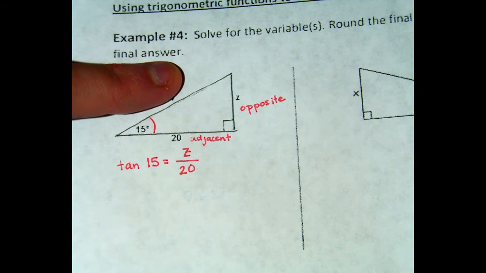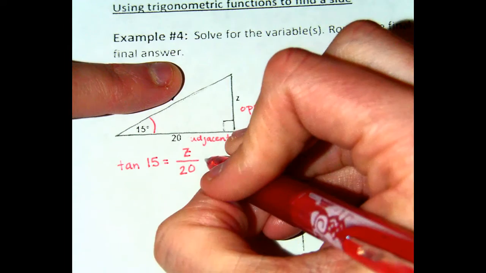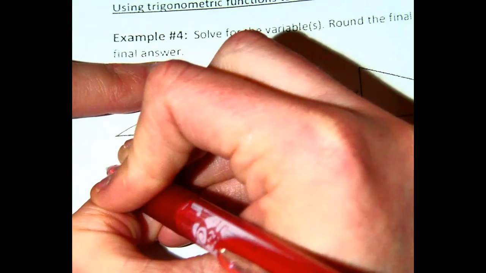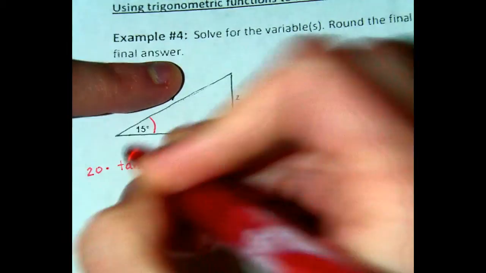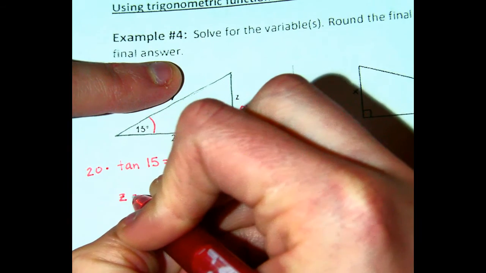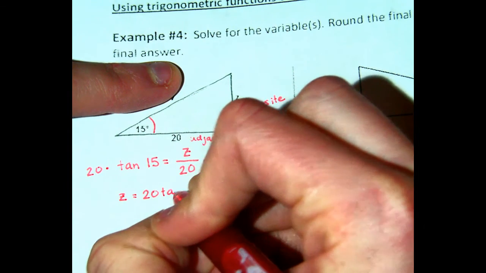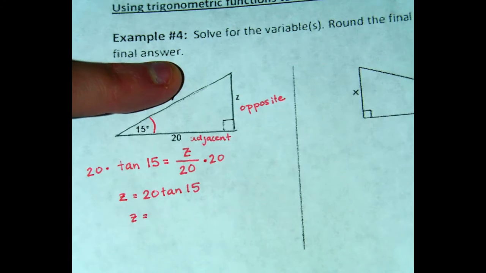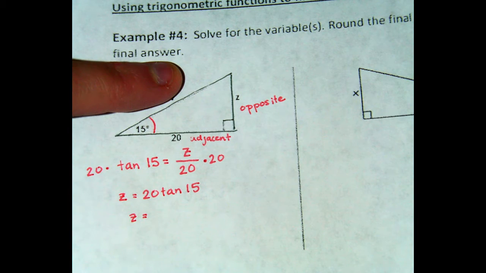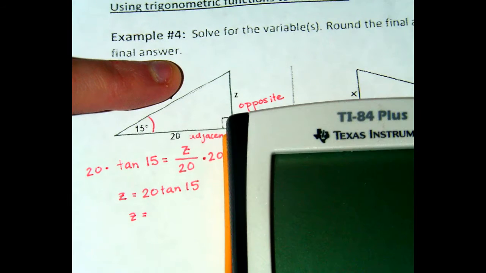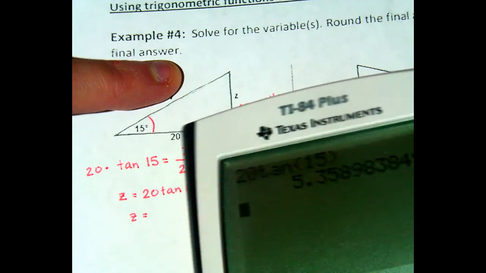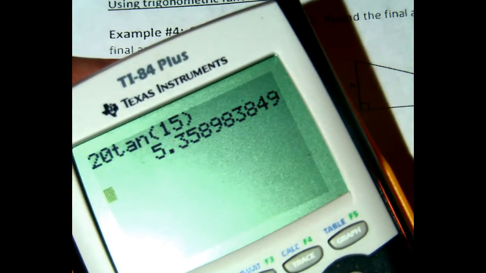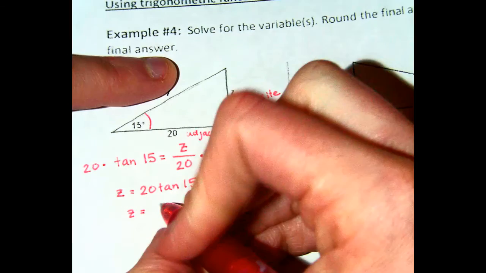And then you are going to multiply. Multiply by what? So Z equals 20 tangent of 15. I need you now to plug that in and get an answer. Just do 20 times tangent of 15. 5.4. Yeah, round up. 5.4.